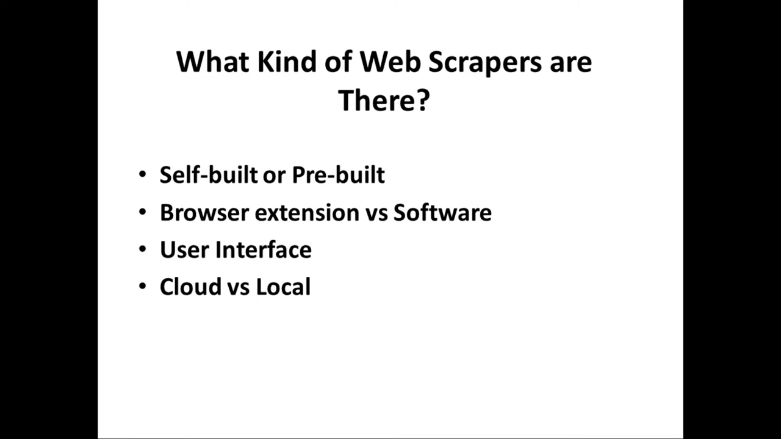So now the question arises, what kinds of web scrapers are there? There are self-built or pre-built. This is a kind of web scraper, because web scraping is not only for cheating purposes or for downloading some other kind of image.